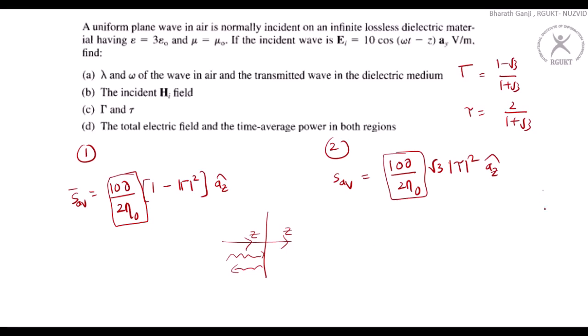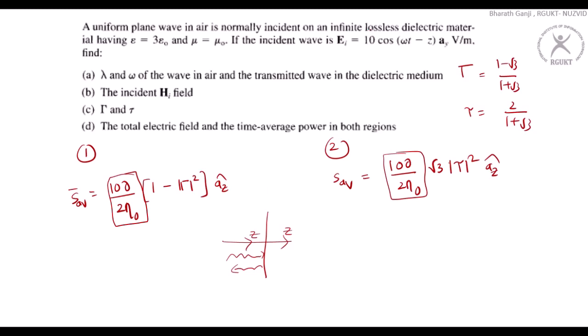If you remember the problem where we had a perfect electric conductor and there is an incident wave and a backward wave, there is no power flowing in the z direction because whatever power is coming in is reflected back. But here there is some amount of energy that is transmitted into the second region. So definitely there is a time average power flowing in the z direction. And what is that value?